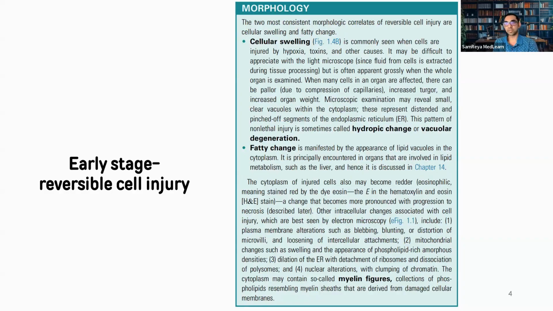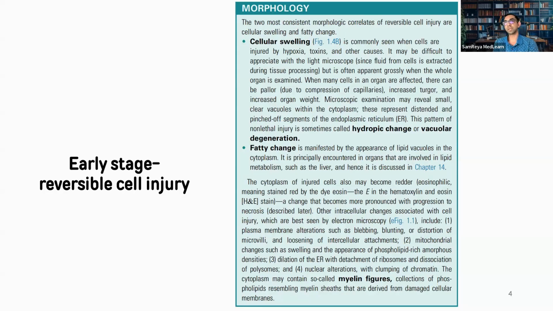This is one of the simplest ways that you should start learning. So this is how you learn it first. Early stage is reversible, late stage is irreversible. There are differences, there are some similarities. We'll talk about all of that. Let's talk about the reversible stages of injury.